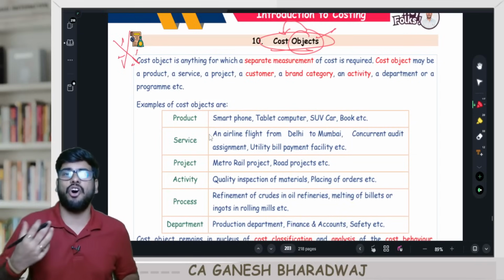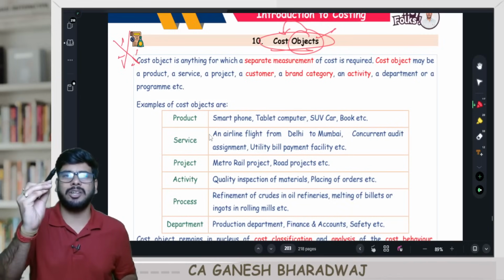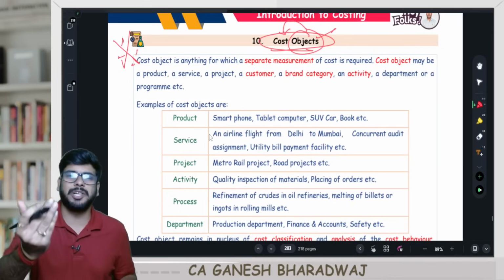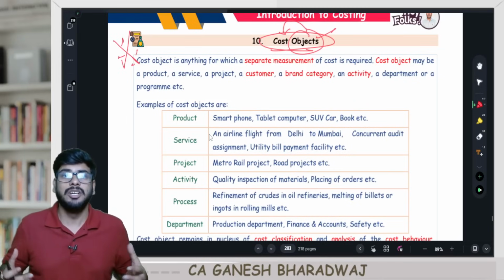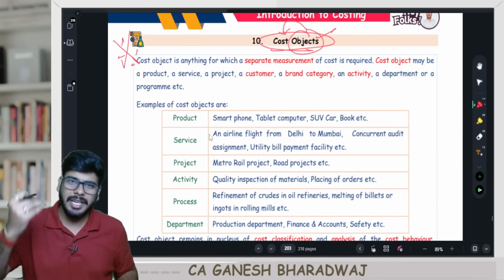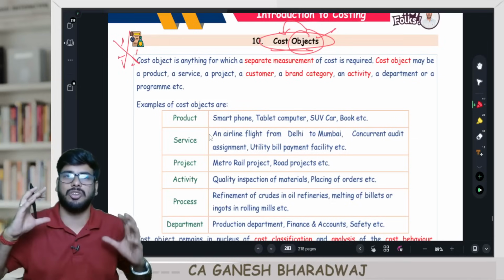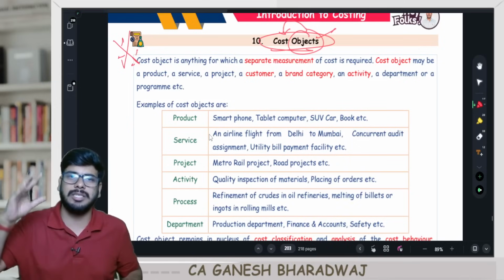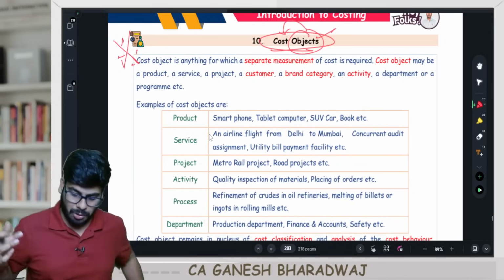Now, the cost object can be a product, right? I am collecting the cost for a pen, so per unit of pen is the cost object. Or I am trying to compute the cost for a particular branch, right? In this case, whatever cost is incurred in the branch, the branch is the cost object. You collect all the costs incurred in that particular branch. So for what you are computing the cost is called a cost object.